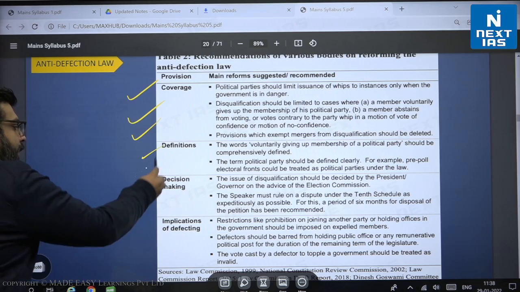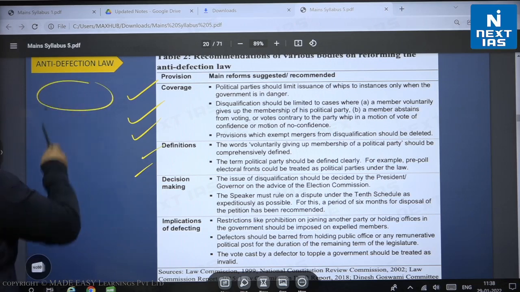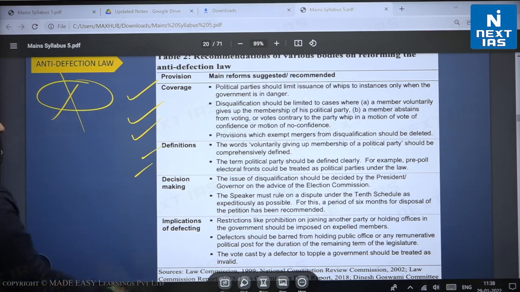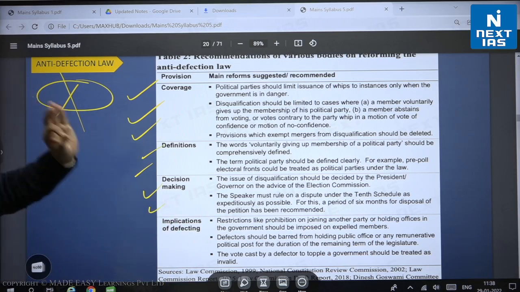And pre-poll alliances should also be considered as a political party. आपको याद है महागठबंधन? कहाँ गया महागठबंधन? लोगों ने महागठबंधन सोच के वोट करा, महागठबंधन टूट गया, लोगों का वोट टूट गया, right? And the speaker should not be deciding all of this. Let the president decide on the advice of the election commission. And if the speaker has to decide, it has to be done as fast as possible. Maximum period of 6 months, within 3 months खत्म करो.